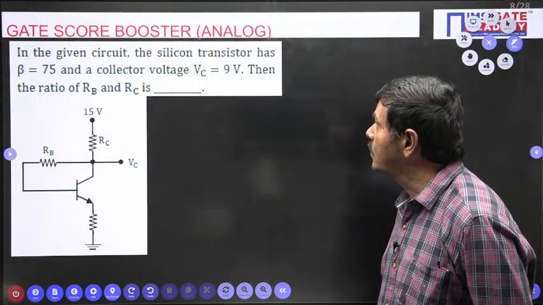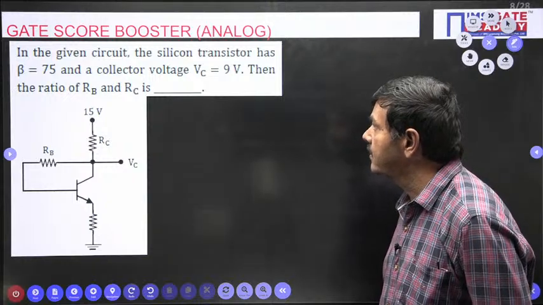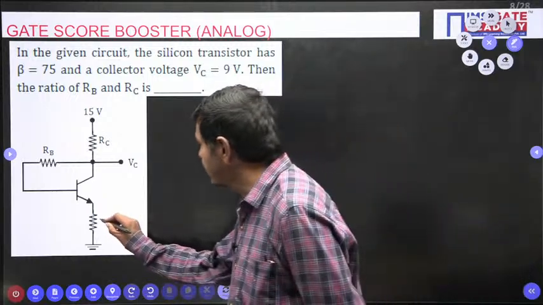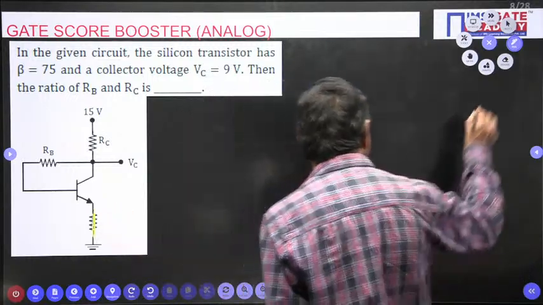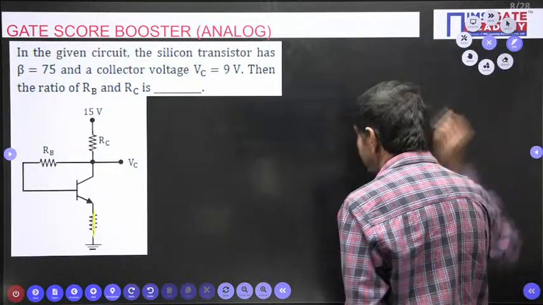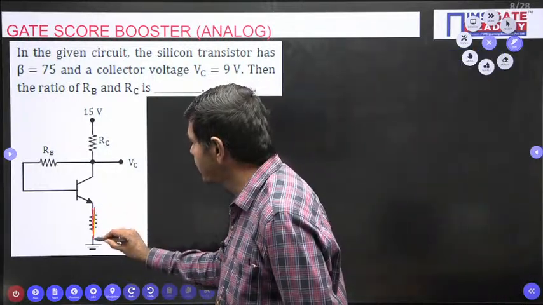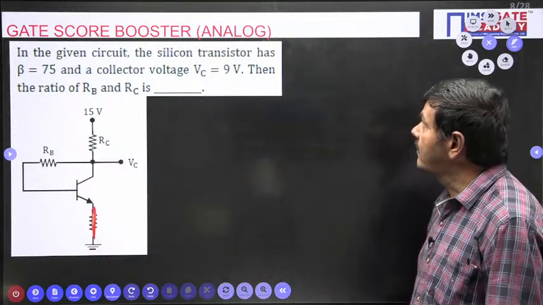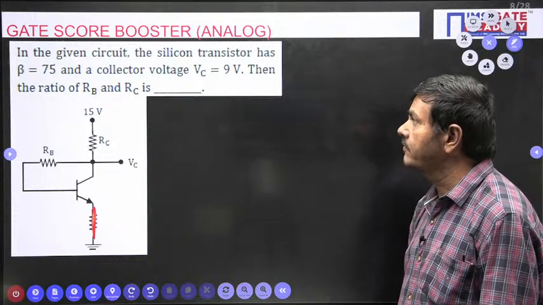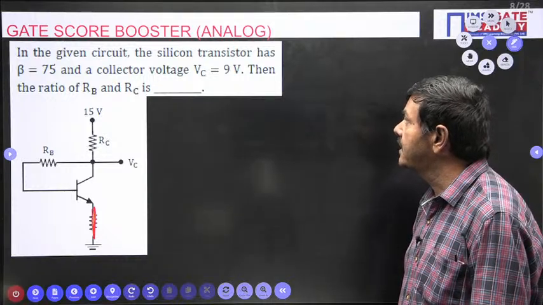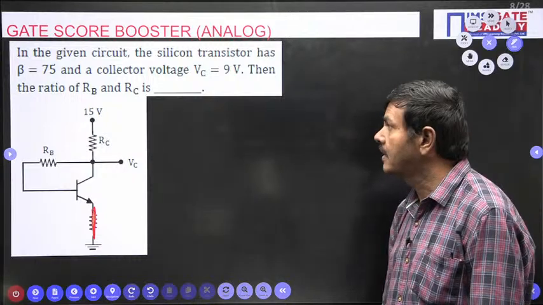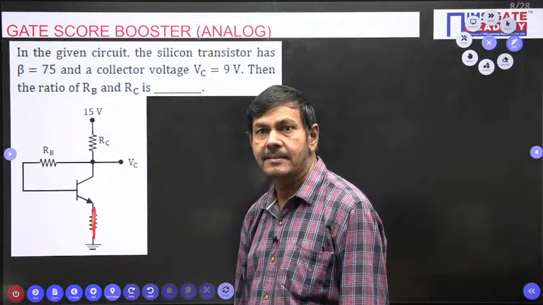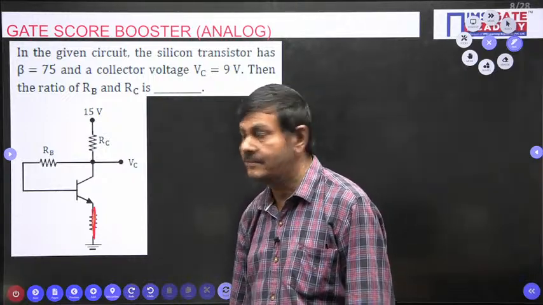In the given circuit, the silicon transistor has beta equal to 75 and a collector, this resistor is not there, no, sorry, it is directly given only, no resistor here, no value. Yes, now correct. In the given circuit, the silicon transistor has beta equal to 75 and a collector voltage Vc equal to 9 volts. Then the ratio of RB and RC is, that he is asking to find.